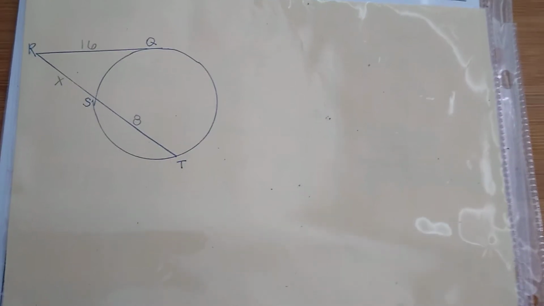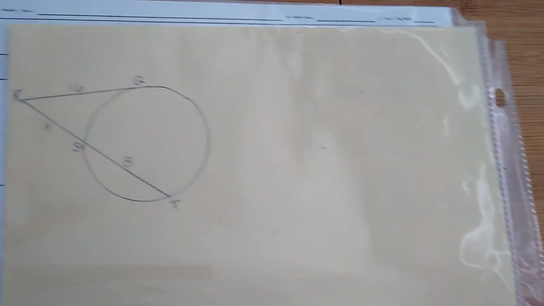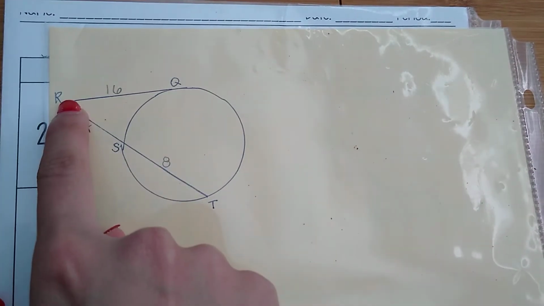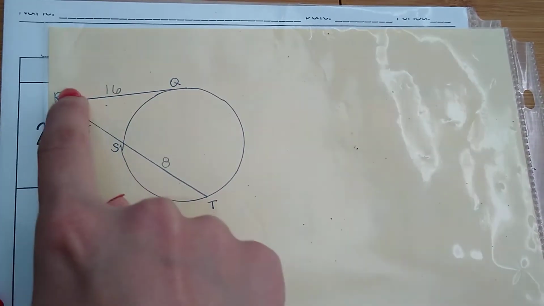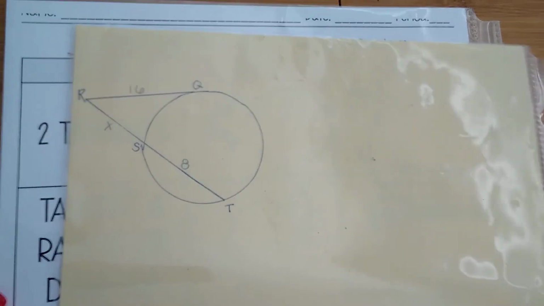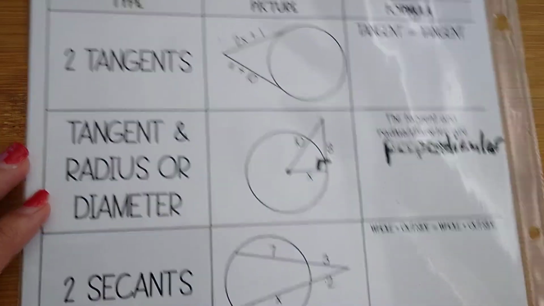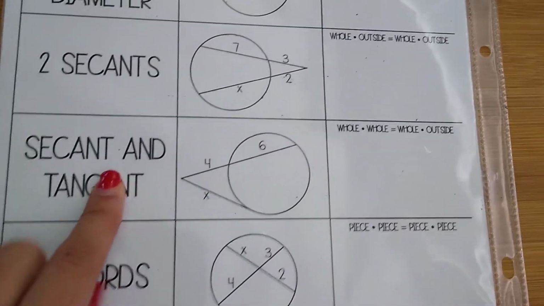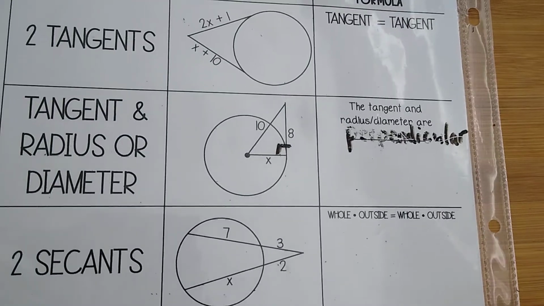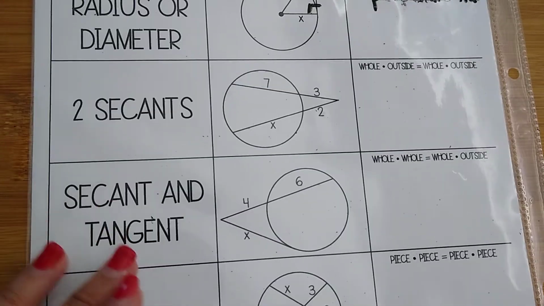Alright guys, we are on our last problem today for 10.6. So our last one is this one. We are working with a tangent here because it touches at one point, and we are working with the secant. So again, I'm going to refer to my graphic organizer, and I'm looking for secant and tangent. Luckily for me, I love how this graphic organizer is set up, and it already tells you what I was looking for.